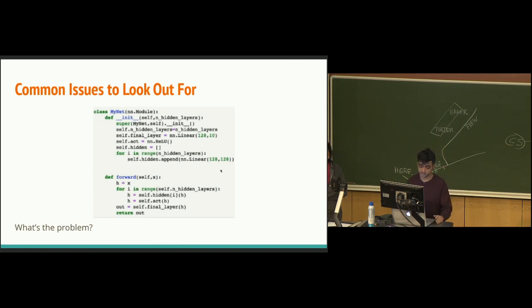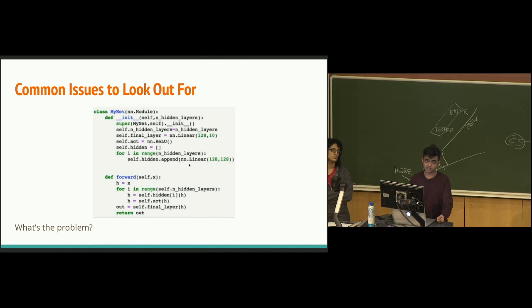Then this is another bug which is very common. So here I'm making another neural network module, and I'm making an array of hidden layers. And in the hidden layers, I append a linear layer of size 128 by 128. So there is actually a very serious bug in this code. And the bug lies in the init function, and it lies in the way that I have written self.hidden.